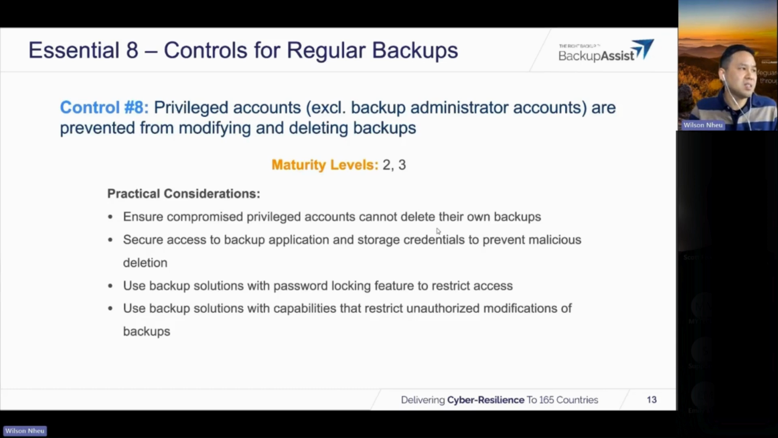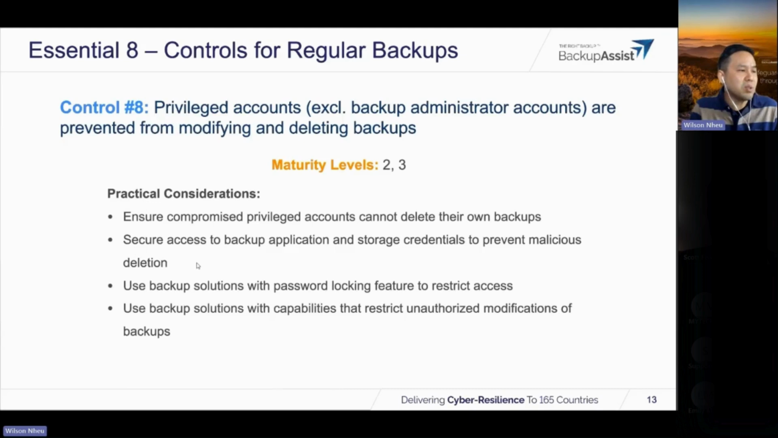Now, the next control really is just taking that further and saying that privileged accounts should be prevented from modifying or deleting backups. So again, this is for maturity level 2 and 3 only. And again, the practical consideration here is to make sure that any compromised privileged accounts cannot delete their own backups. But just as with unprivileged accounts, with privileged accounts, if they are compromised, you don't want them deleting backups.